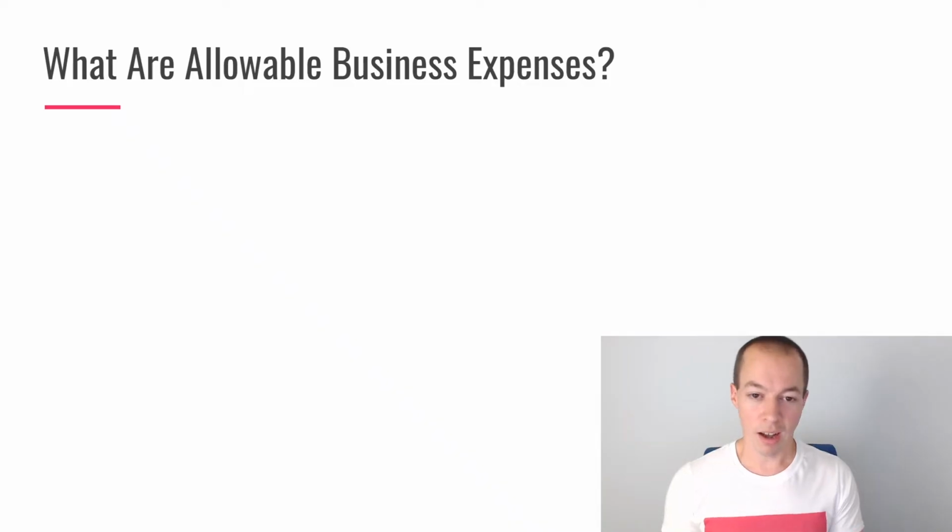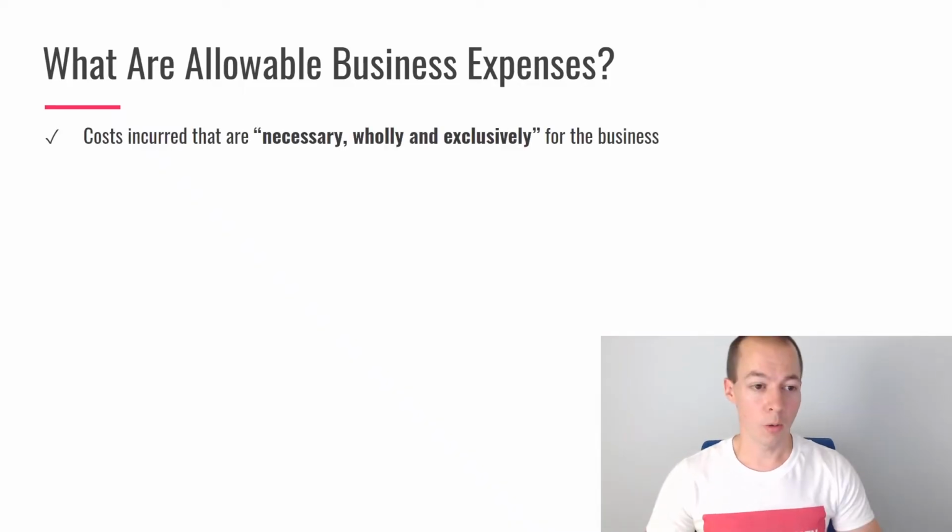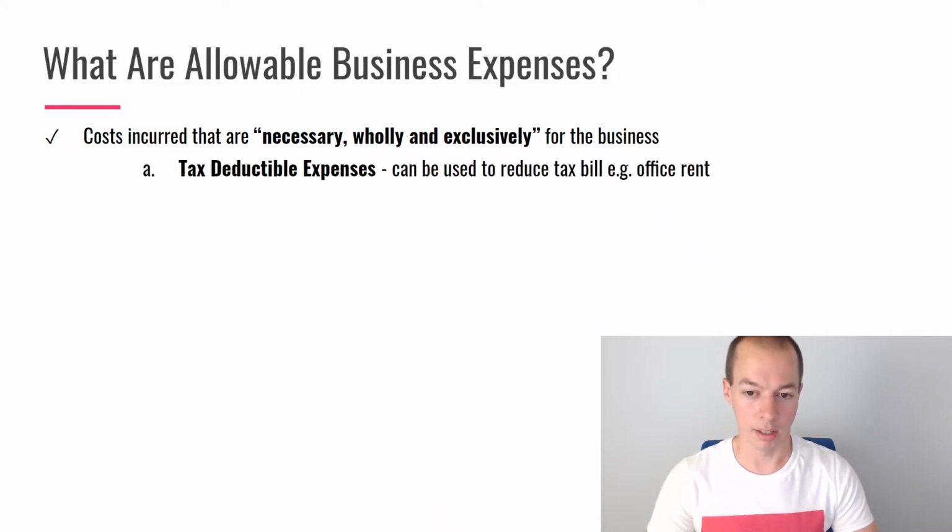So what are allowable business expenses? Allowable business expenses are costs incurred by the business that are necessary, wholly and exclusively for the business. Now on paper that sounds super strict, however it's not quite that black and white, and there are some grey areas where you can sometimes claim where it isn't necessarily wholly and exclusively for the business.